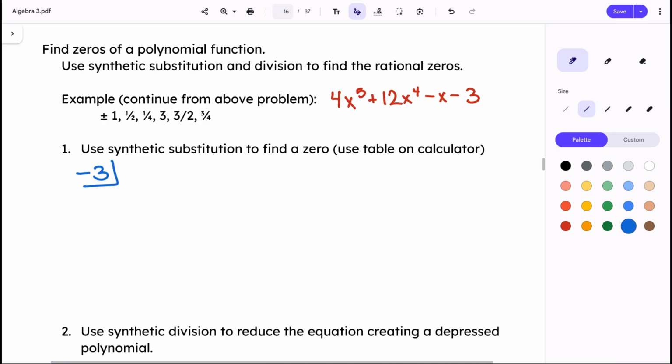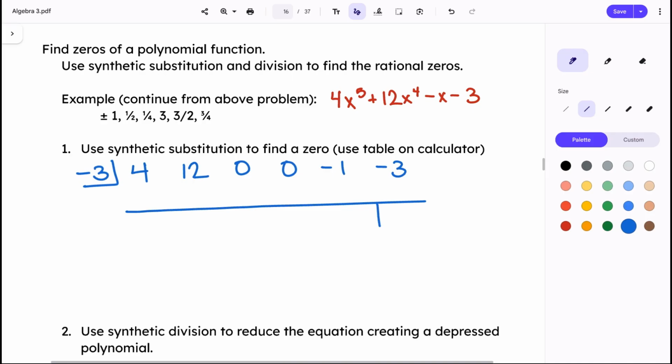And then I need to list out all my coefficients. Make sure that you account for anything that's skipped. Okay, so what are we going to start with here? 4. And then? 12. Then? 0. Then? 0. Keep going. Negative 1. Negative 3. Remember we have those zeros in the middle because it skips over x to the third and x squared. So we have to hold a place for that.